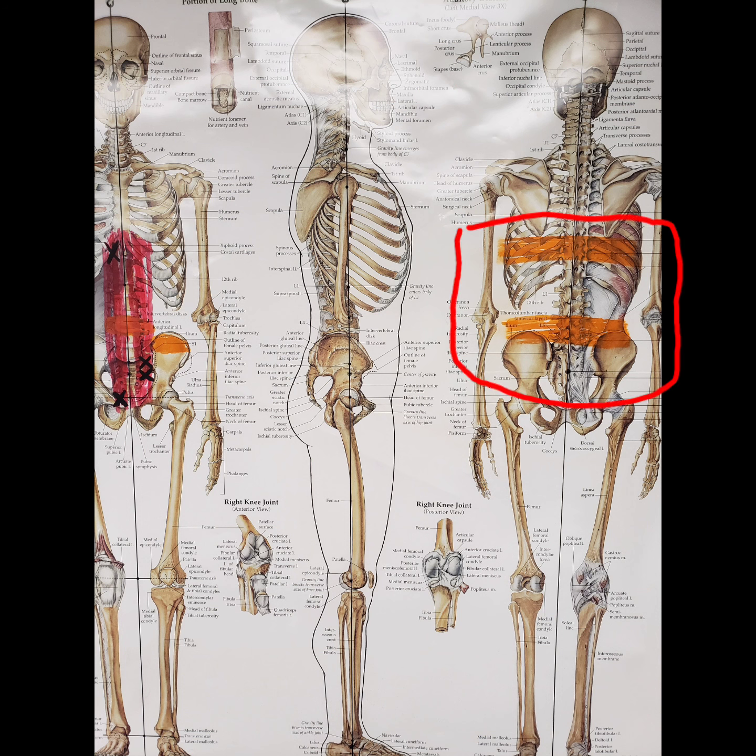Obviously, the trigger point closest to the pubic bone will have association into the low back, and the one closest to the xiphoid process will have contribution into the mid back just below the inferior angle of the scapula.